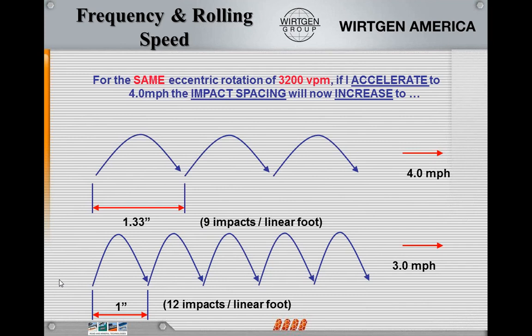And what this is going to do is make us go more passes. So as we speed up, it doesn't mean we're necessarily going to catch up to the paver. We actually might even be going slower because we have to make extra passes to try to get the density. So a lot of times we can actually go faster by going slower, because we're doing more impacts per foot. We'll do fewer passes and be able to catch up to the paver.